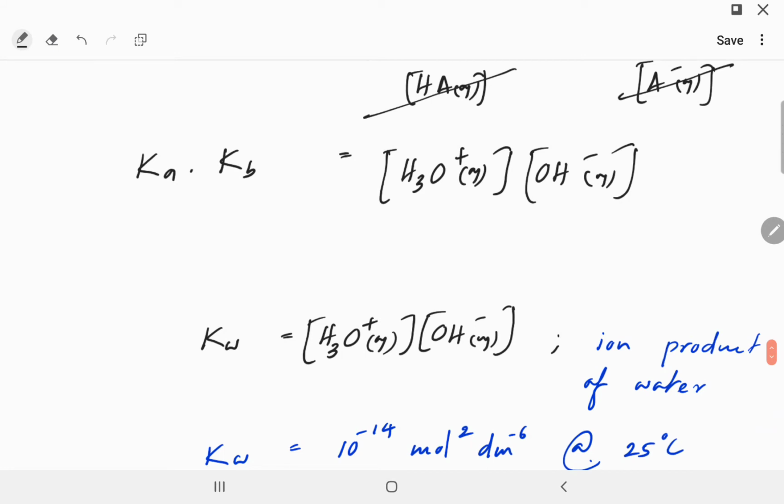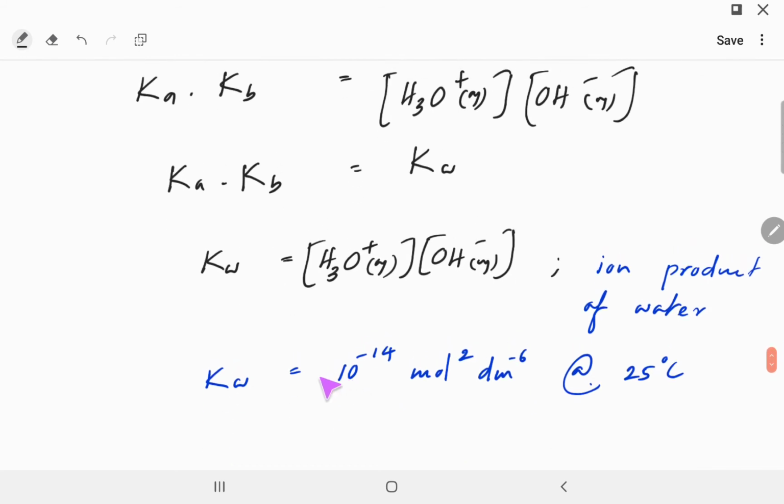So basically, when you multiply Ka and Kb, you get Kw. And this Kw is equal to 10 to the power minus 14 at 25 degrees Celsius. From our previous knowledge, we know that Ka multiplied by Kb is equal to Kw, which is 10 to the power minus 14 at 25 degrees. So this is the relationship between Ka and Kb.